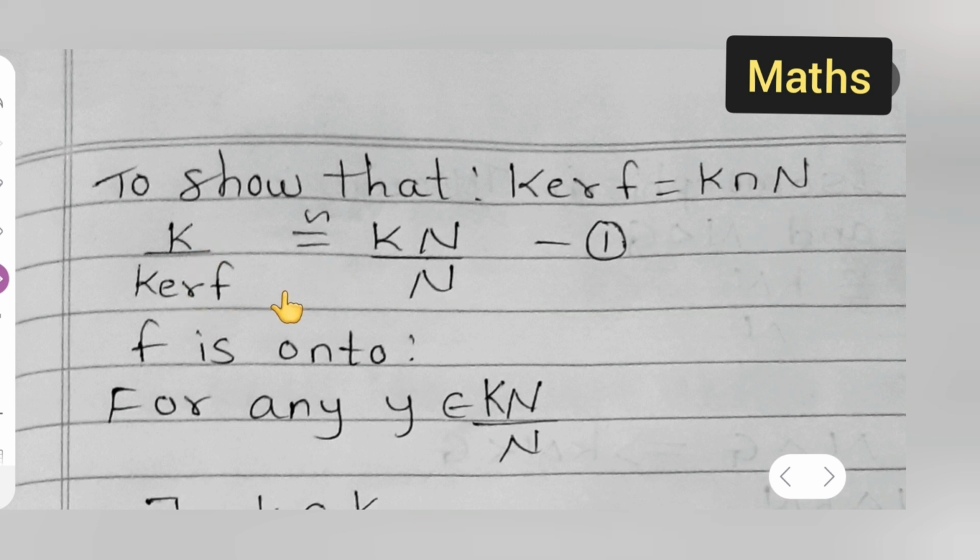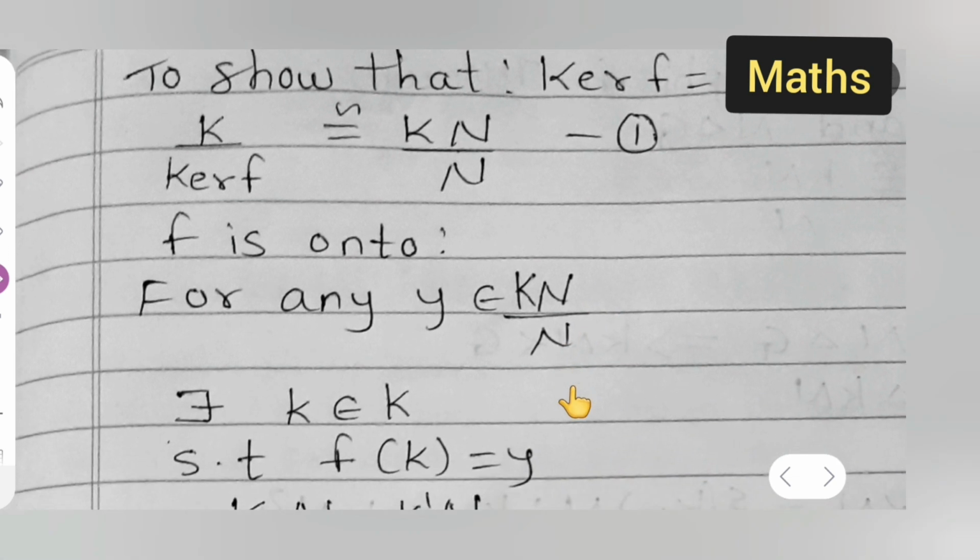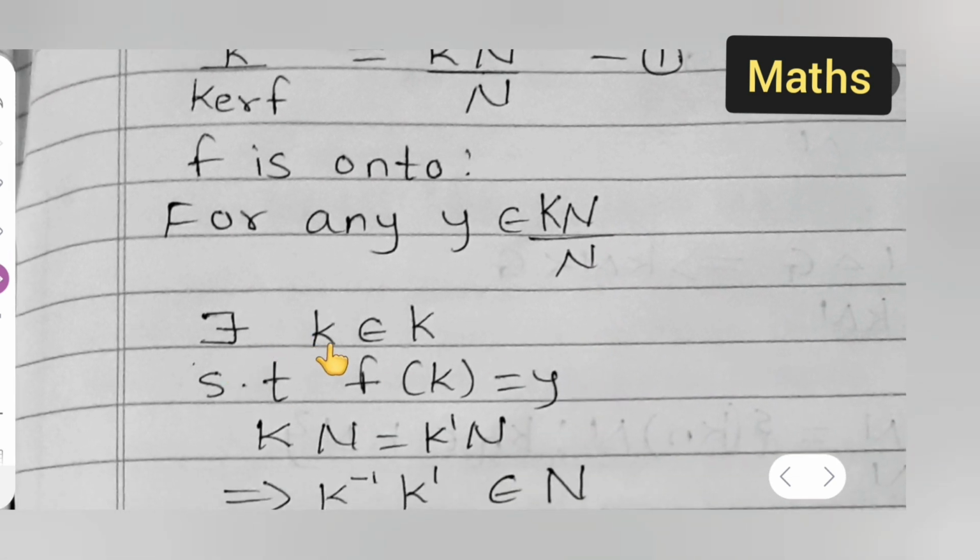Now K upon kernel of f is isomorphic to KN upon N. This is what we have as equation 1. But before that we need to prove that f is onto. So we have to show that f is onto. For any y belonging to KN upon N, there exists small k belonging to capital K such that f of k is equal to y.